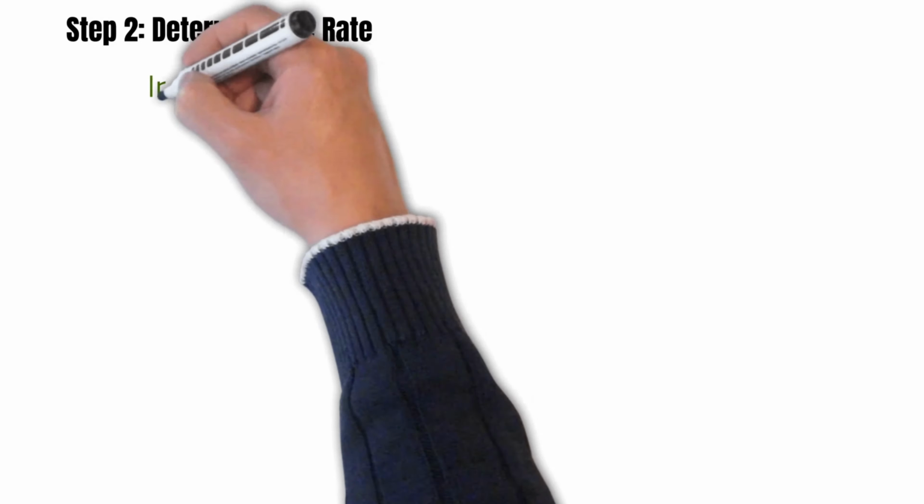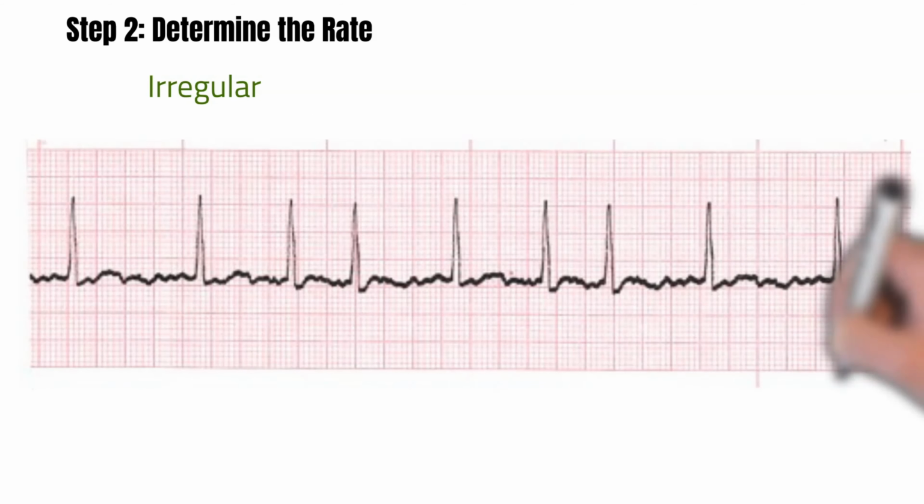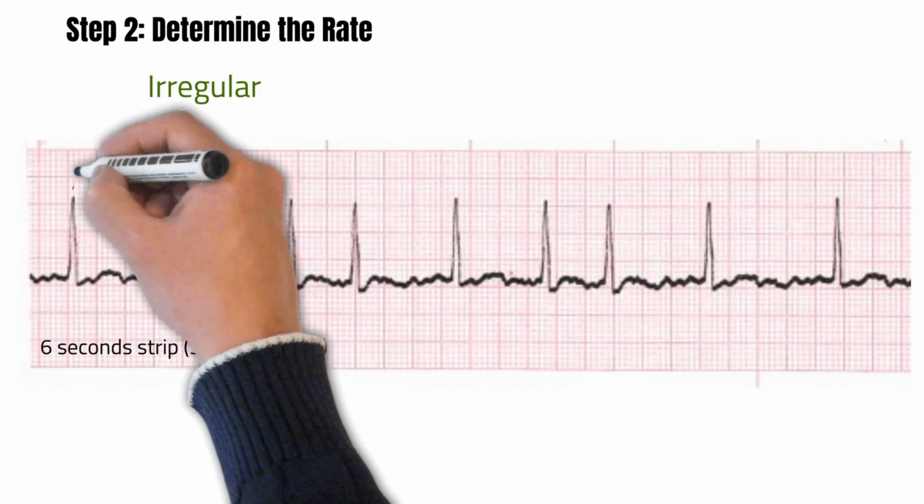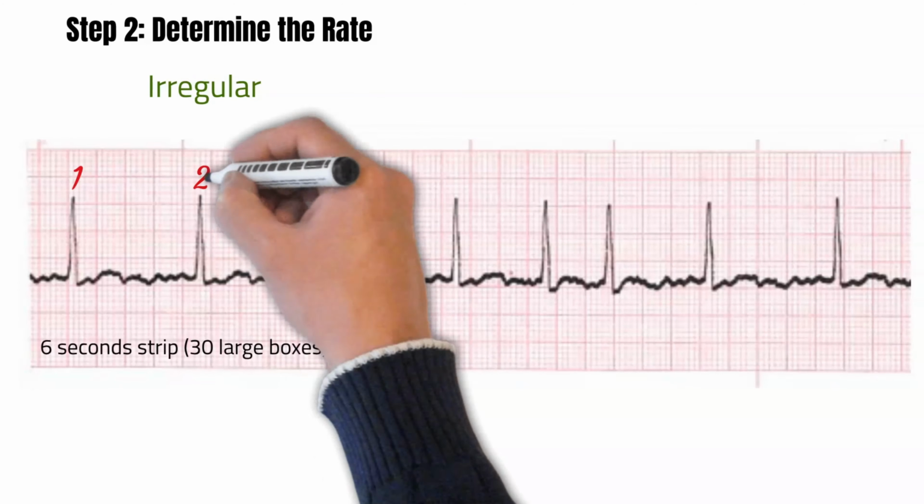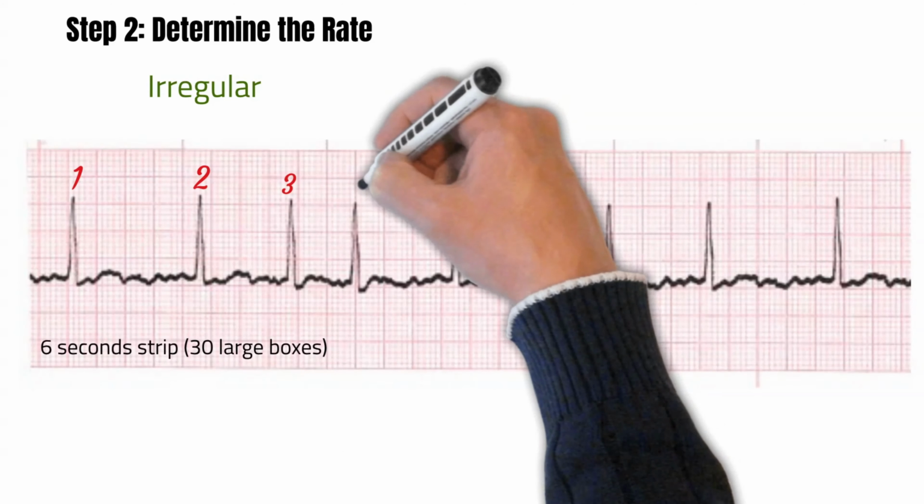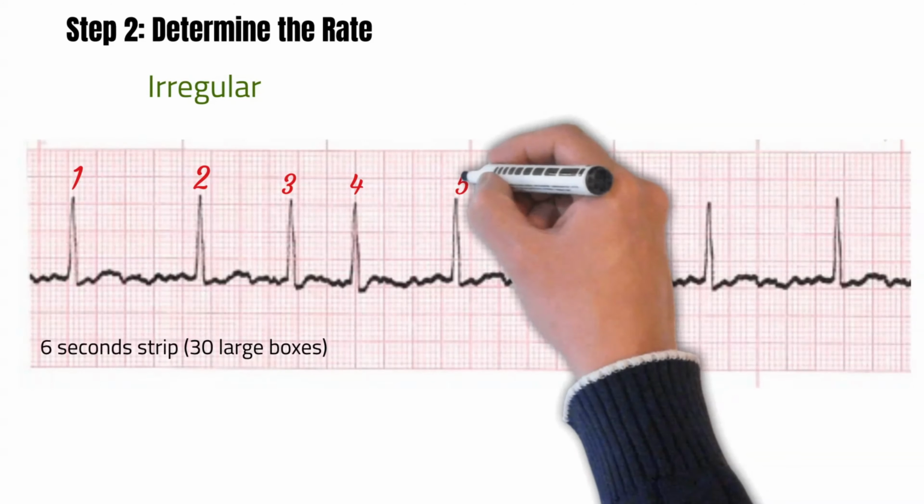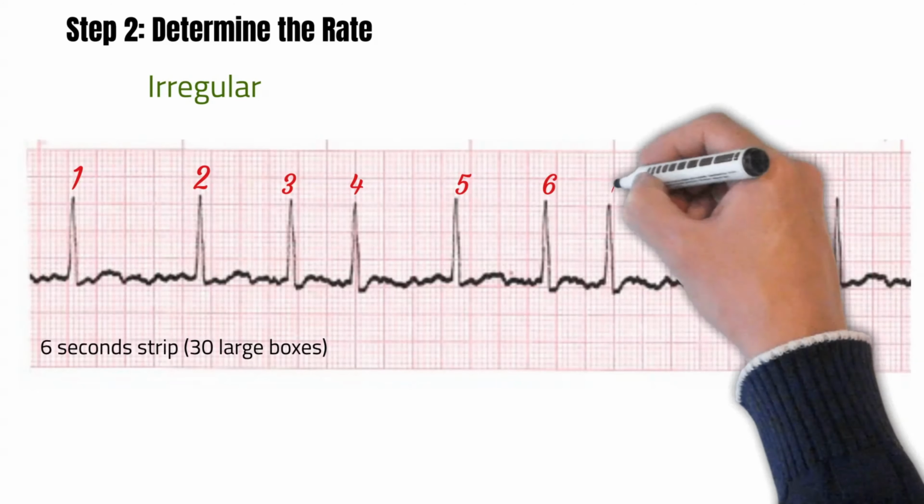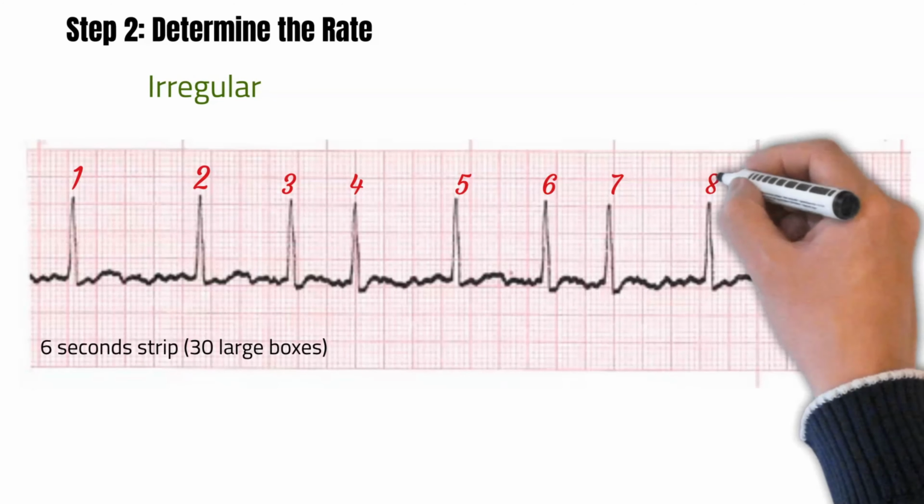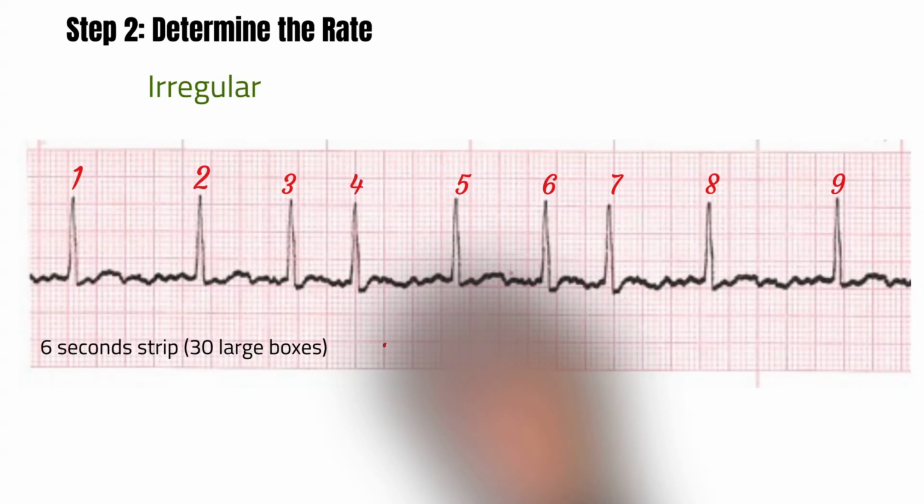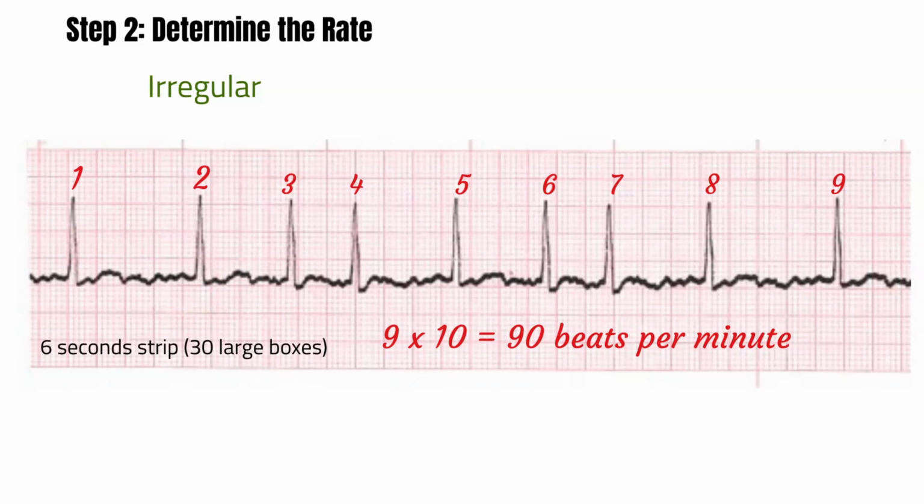If the rhythm is irregular, count the number of R waves in a complete 6 second ECG strip and multiply it by 10. So here is the example. In this 6 second ECG strip, the rhythm is irregular. There are 9 R waves or QRS complexes on the ECG. Therefore, 9 times 10 is equal to 90. So the heart rate is 90 beats per minute.